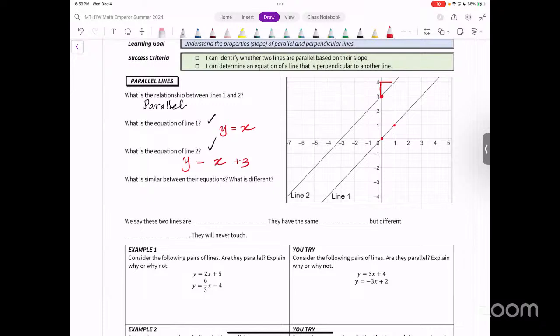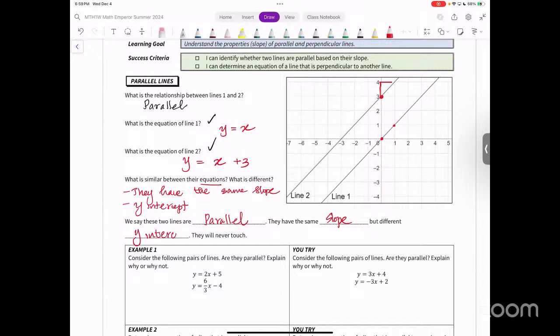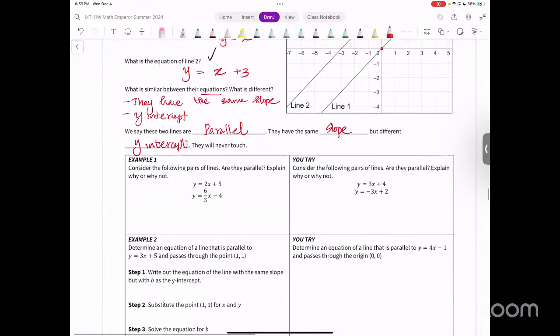What is similar between the equations? They have the same slope. But they have different y-intercepts, isn't it? Are you guys following that? We say two lines are parallel when they have the same slope but different y-intercepts. They never touch.